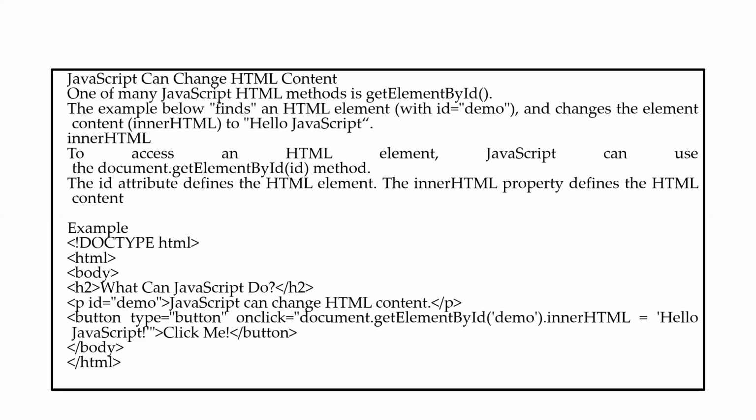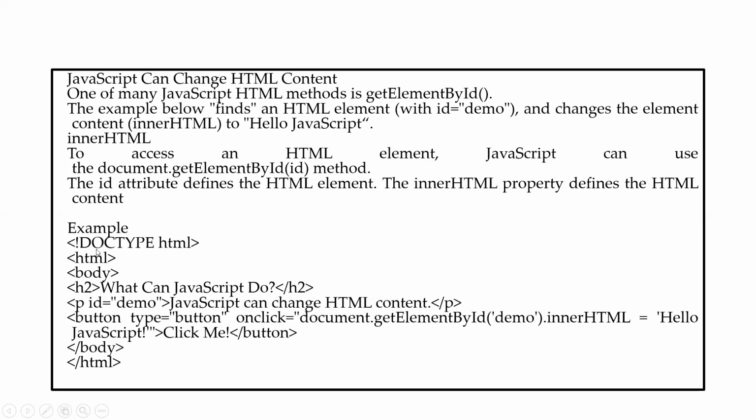So JavaScript can change HTML content. How can JavaScript change an element? We need two basic things. One is getElementById, which is a method name. Another one is a property.